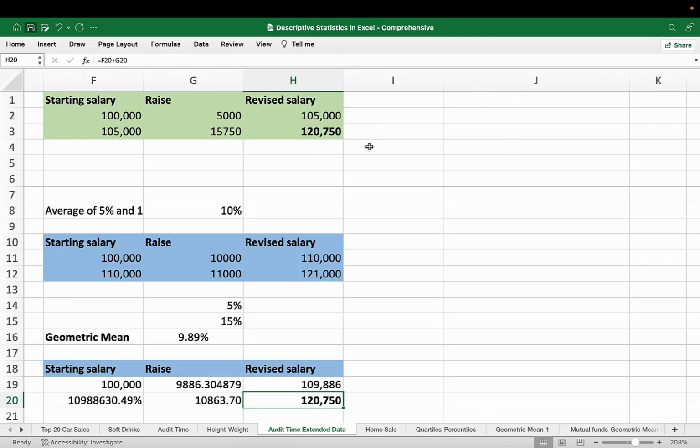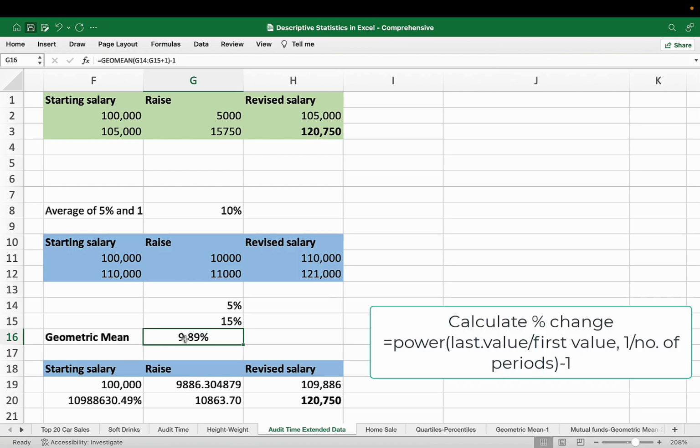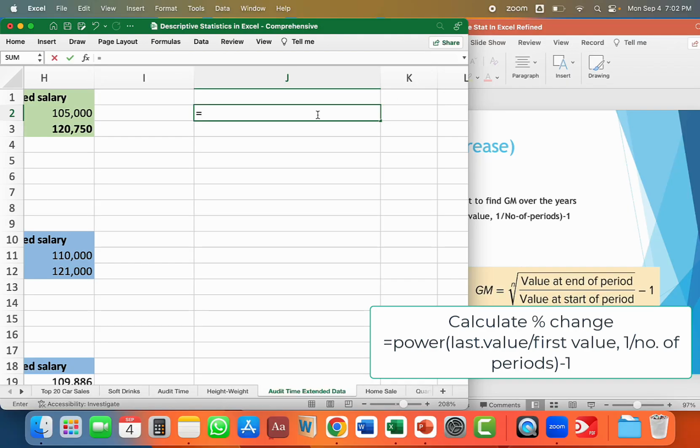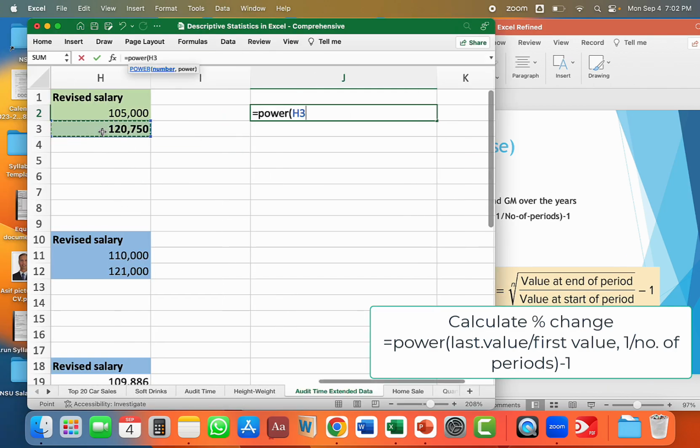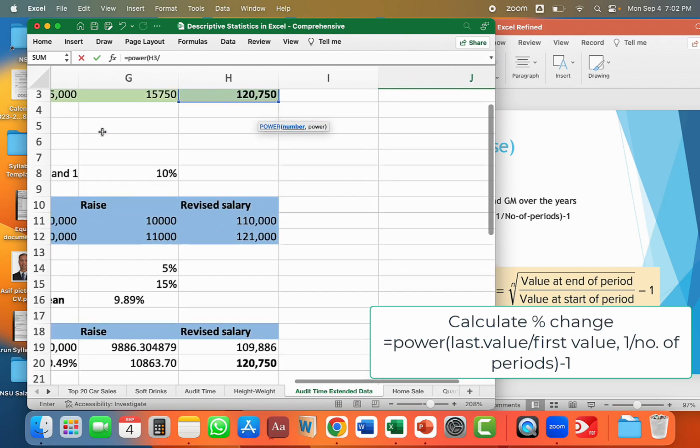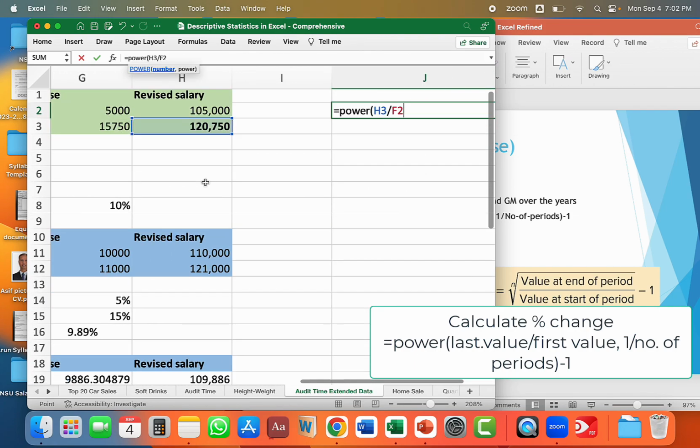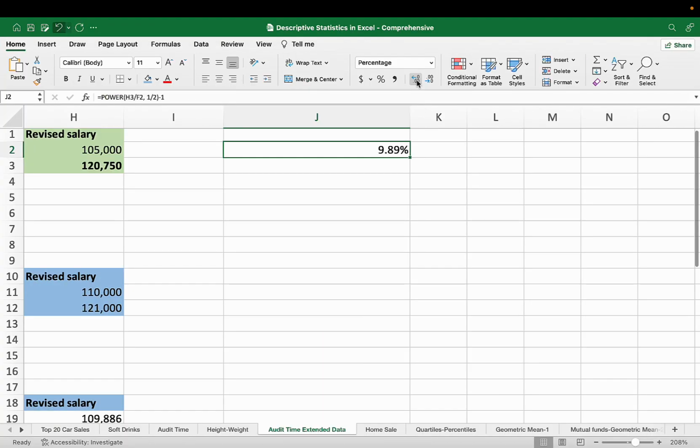There is another way to do that. So for instance, over here we knew about this one, geometric mean. There could be another situation when you want to know how much my salary increased, the percentage change that happens. I will use the power function, power of last value and first value. Last value is this one divided by first value, that's 100,000, and then comma 1 over number of periods. There are 2 periods, we are talking about 2 years, and then minus 1, it will become 9.89.